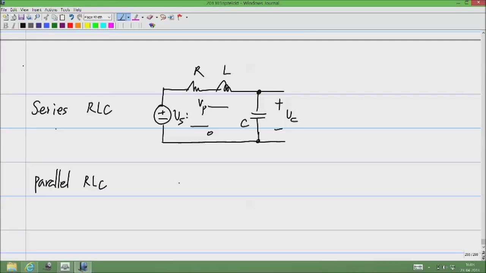Parallel RLC, value of R is small, that is when you have overdamped. And critically damped means Q equals half or zeta equals 1, and underdamped is when Q is more than half or zeta is less than 1 and the value of R is small in a series RLC case or large in the parallel RLC case. Okay.